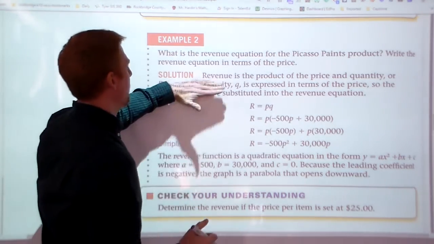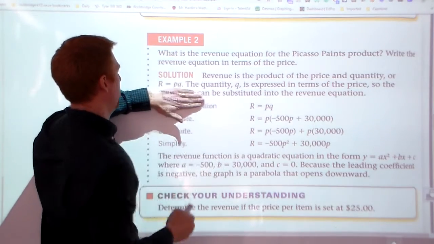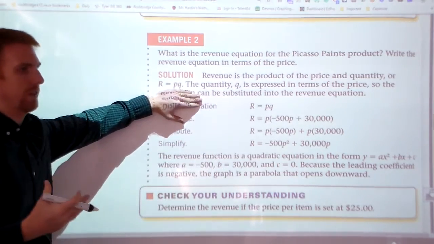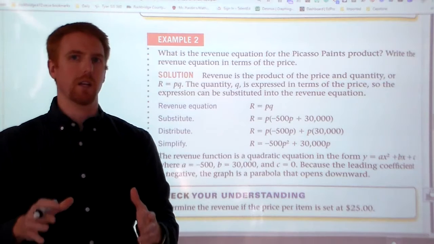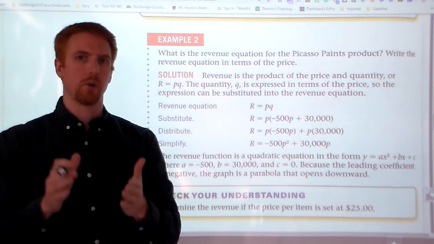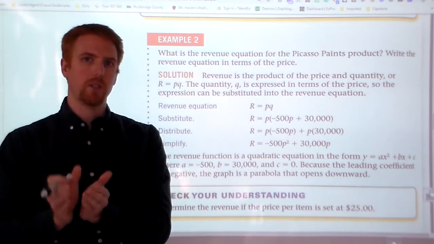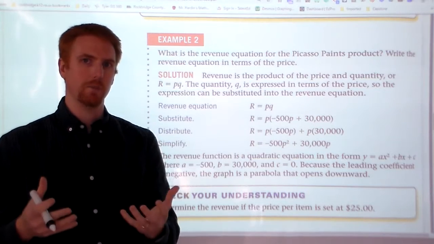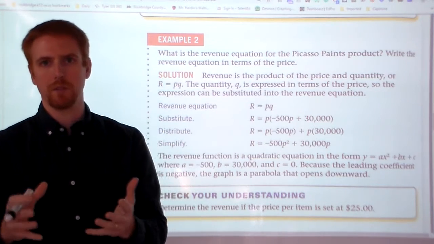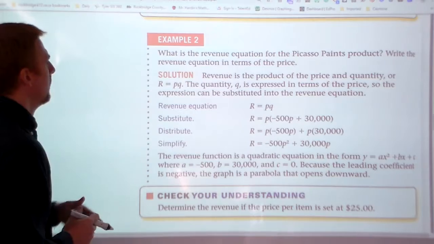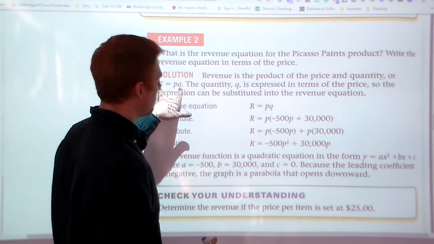So we know revenue is price times quantity. That idea should be sinking in. If it's not, you need to take a minute and commit that to memory. Revenue is price times quantity. It's how much you sell something for times how many you sell. So it's not a bad idea to remember. It should make sense. So revenue is price times quantity.